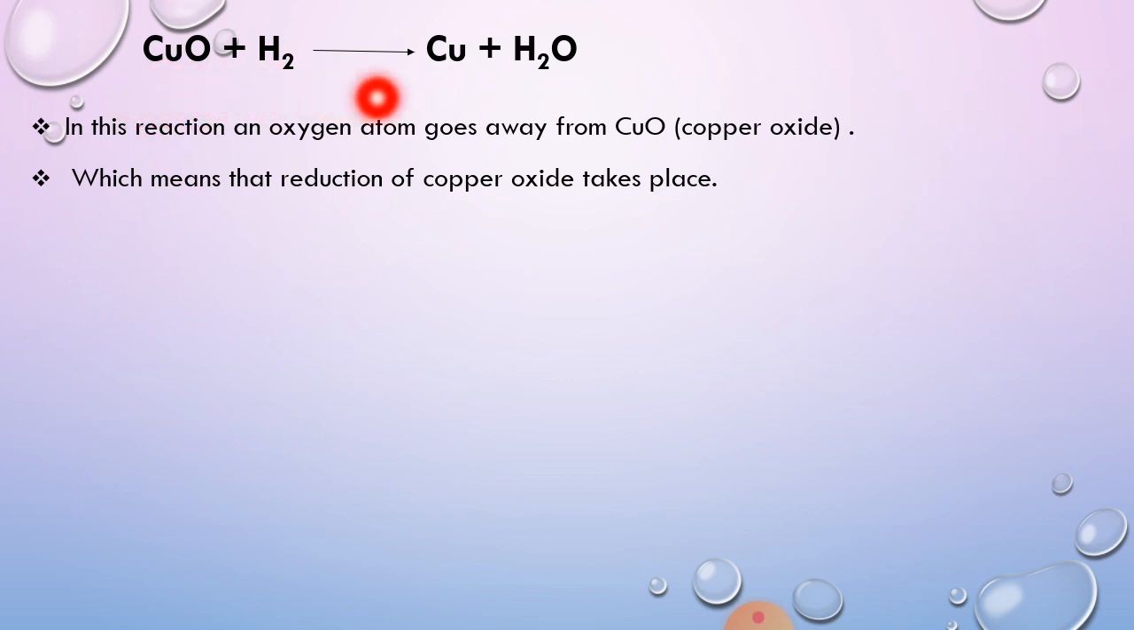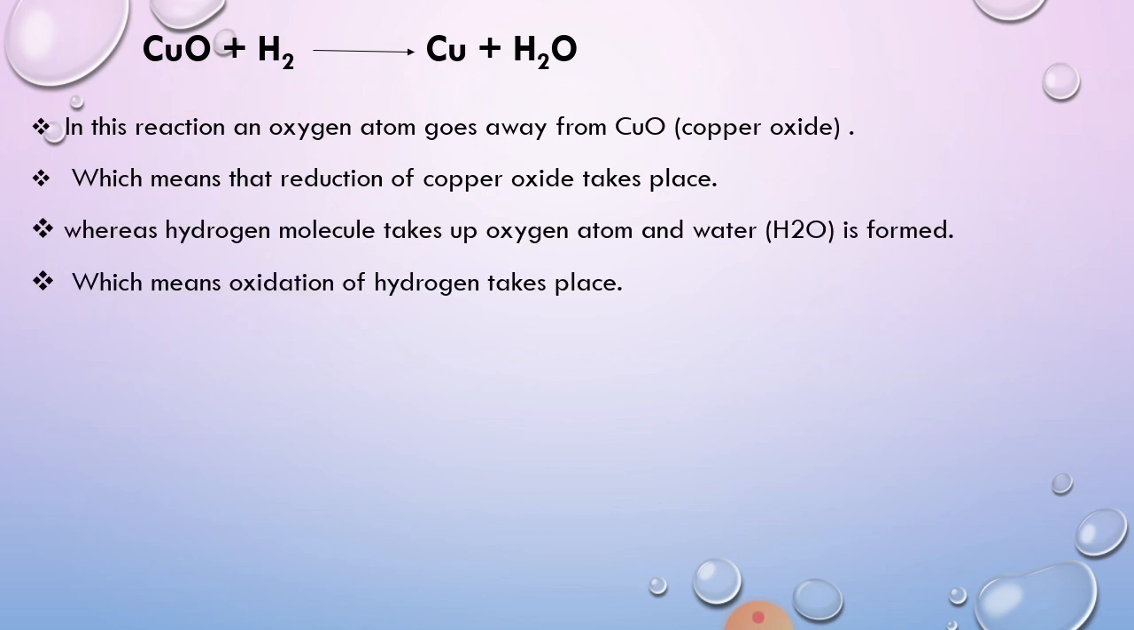But you can see the product side, there is no oxygen atom. That means the oxygen atom goes away from CuO. So here the reduction of Cu takes place because it loses the oxygen atom, which means that the reduction of copper oxide takes place. Now you can see over here, only H2 is there, but at the product side there is H2O, that means O is added.